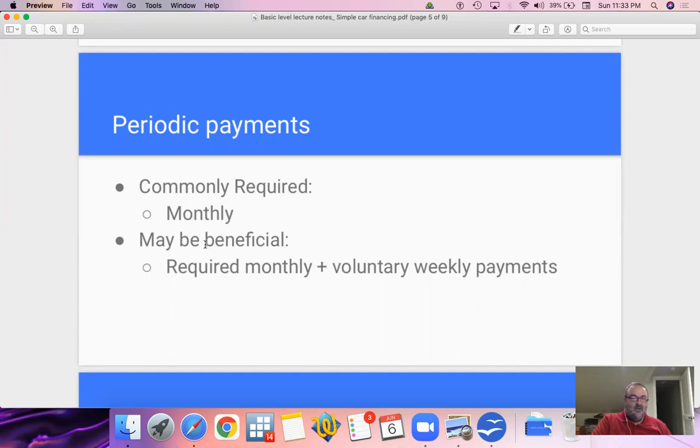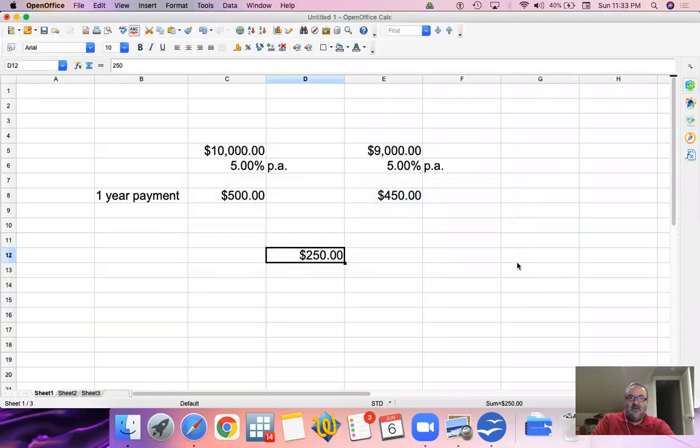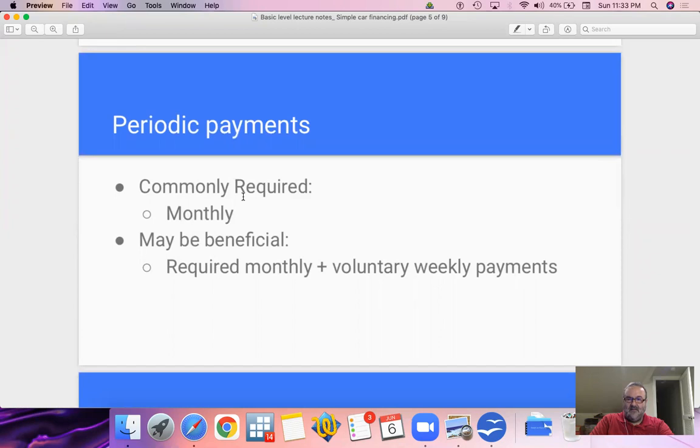Even though you're required to make that monthly payment, it may be beneficial if you actually pay that required monthly and then make a voluntary weekly payment. Now, remember, what you are paying every month will be a little bit of the principal and then the interest, and interest accrues on the outstanding balance. So if you could pay that balance down as soon as you can, the amount of interest that you pay will go down as well.